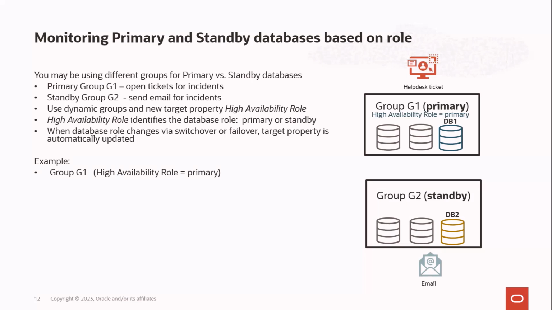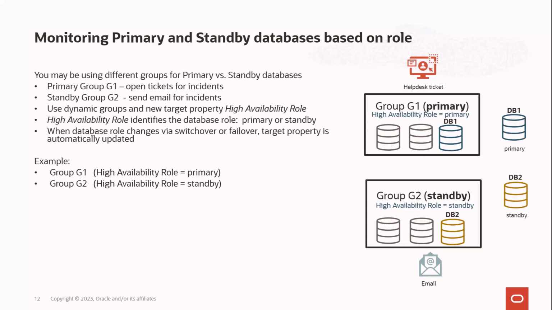Let's give an example of how you can use this. Let's say you have a primary group G1 that contains your primary databases and its membership criteria is high availability role equals primary. Similarly, you have a standby group G2 for your standby databases where its membership criteria is high availability role is standby. Assume DB1 is a primary database and DB2 is a standby database. Let's see what happens when their database role changes.